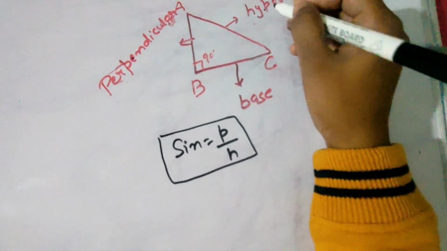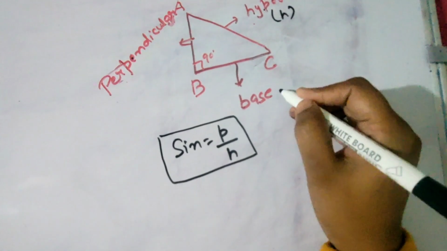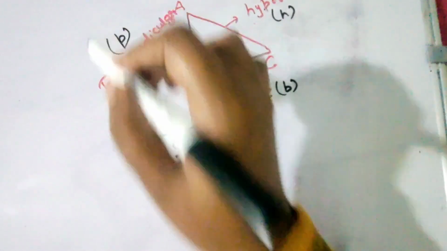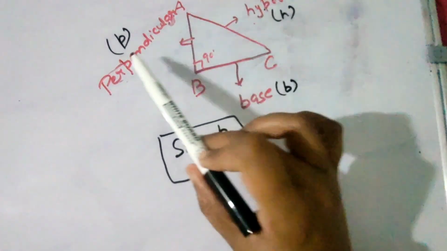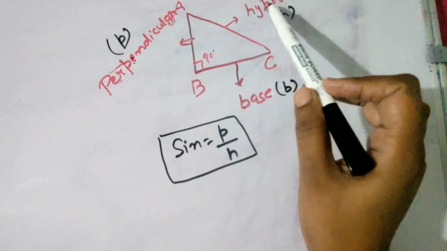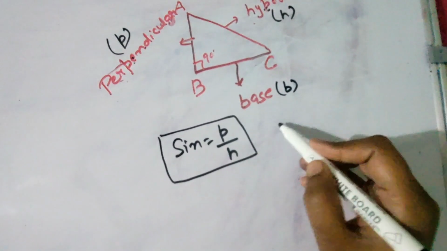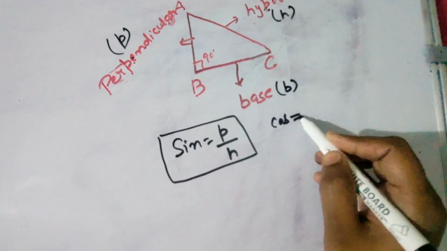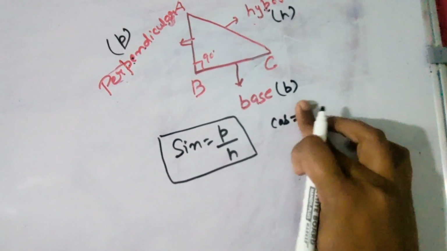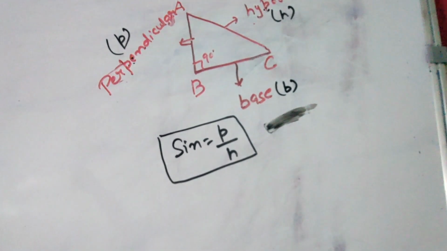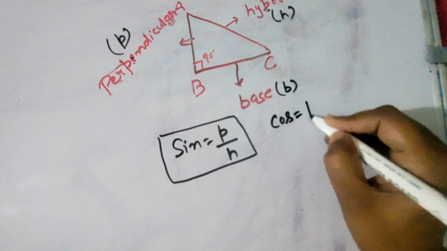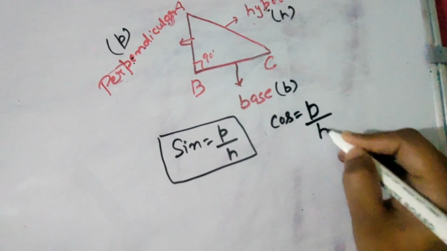I mark hypotenuse with the short form H, base with B, and perpendicular with P. Then sine is what? The relation is only between hypotenuse and perpendicular, so perpendicular by hypotenuse. Okay, what is the cos formula? Cos equals base by hypotenuse.